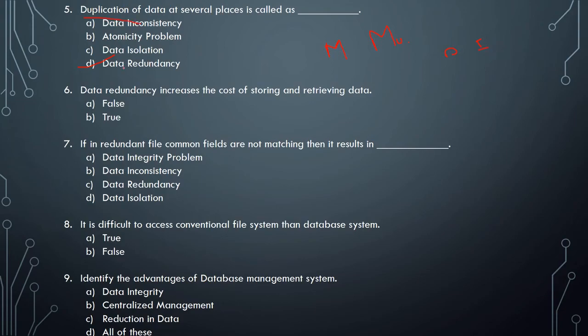So basically duplication of data at several places is known as data redundancy. Isolation means single type of data, single data. Atomicity means it's a complete work, indivisible work. So that we call atomicity. Fine. So basically duplication of data is data redundancy.